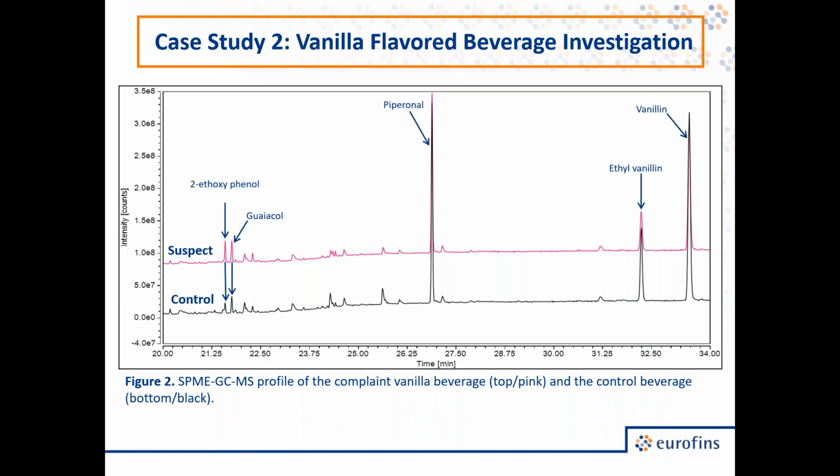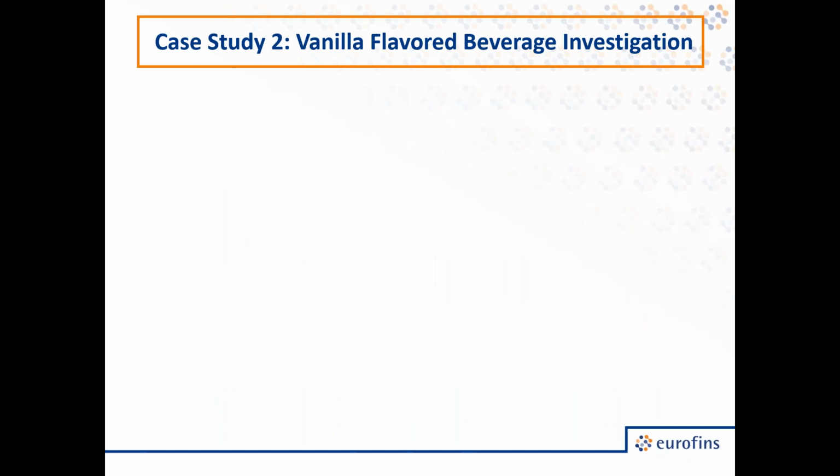So one of the first things we noticed, on the left we have these two peaks, 2-ethoxyphenol and guaiacol, and what we noticed is that we have more of these two compounds in the suspect than in the control. Later on in our chromatogram, we have piperonal, ethylvanillin, and vanillin, and in this case we actually had less of these compounds found in the suspect than in the control.